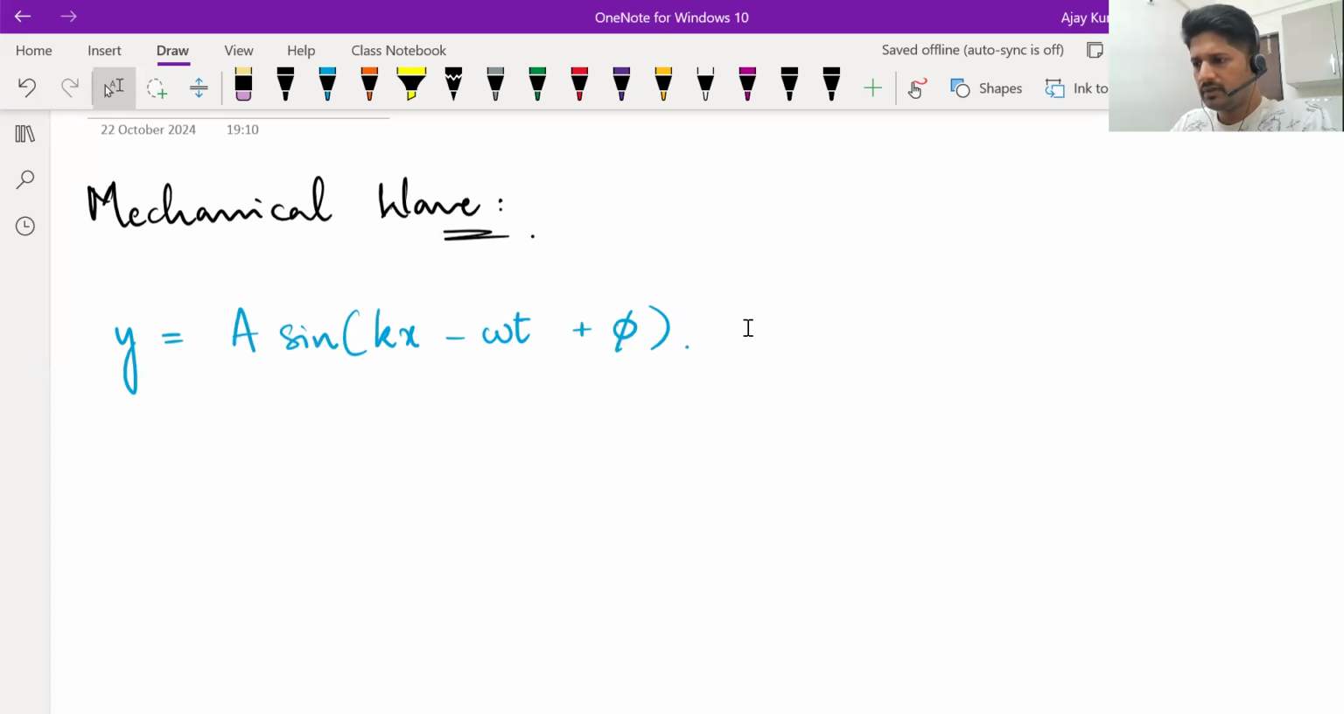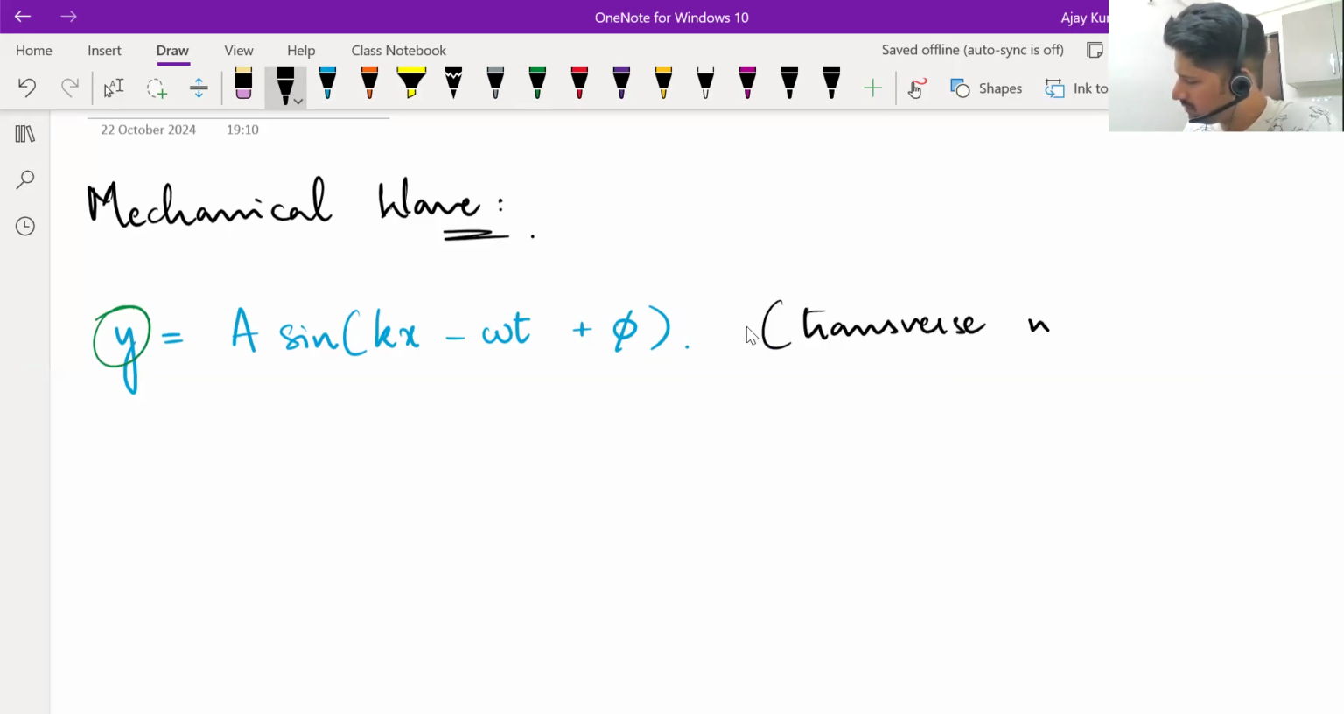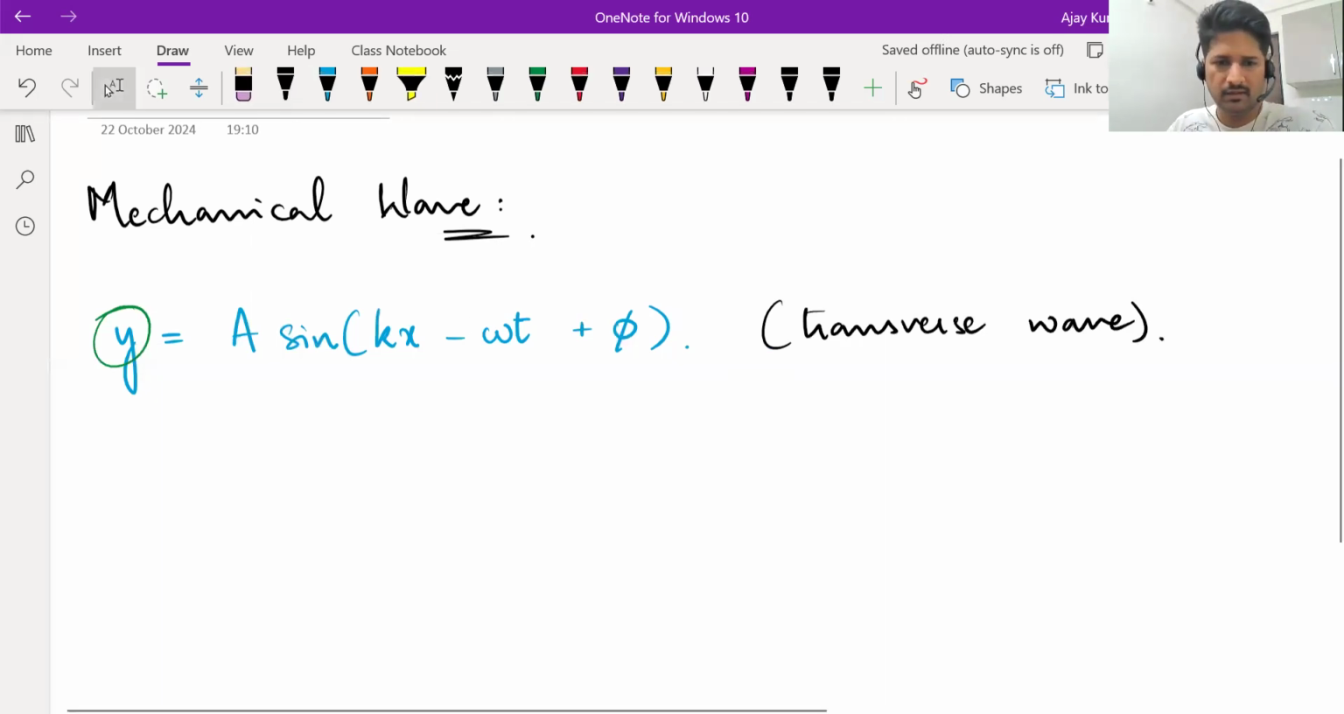So disturb one particle of the medium, that particle will disturb the next one, that next particle will disturb the particle after it, and so on. The disturbance propagates along the medium. That is what a mechanical wave is. So if you have a wave equation like this, can one of you tell me what Y stands for? Suppose this represents a transverse wave. What does Y mean?